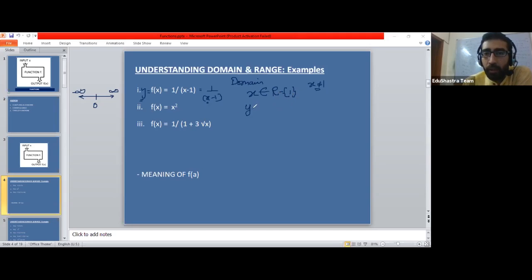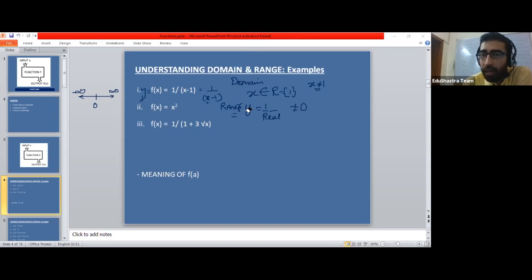And similarly, if we talk about all values of y, the range of this function will be, since y is 1 by x minus 1, the denominator is x minus 1, which has to be a real number. Y is essentially equal to 1 by a real number. 1 divided by a real number is never 0. This is not equal to 0, ever. And thus, just having a look at it, it can take any other value.